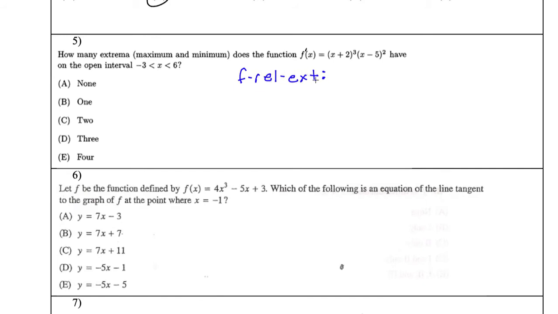Is it f prime or f double prime? F prime. F double prime is when you're talking about inflection points. Extrema are just f prime. F prime, sign change, there it is. And I can only have a sign change with what type of power? Odd powers. So I'm looking for odd powers here. So I have a sign change once and not there. So just once.